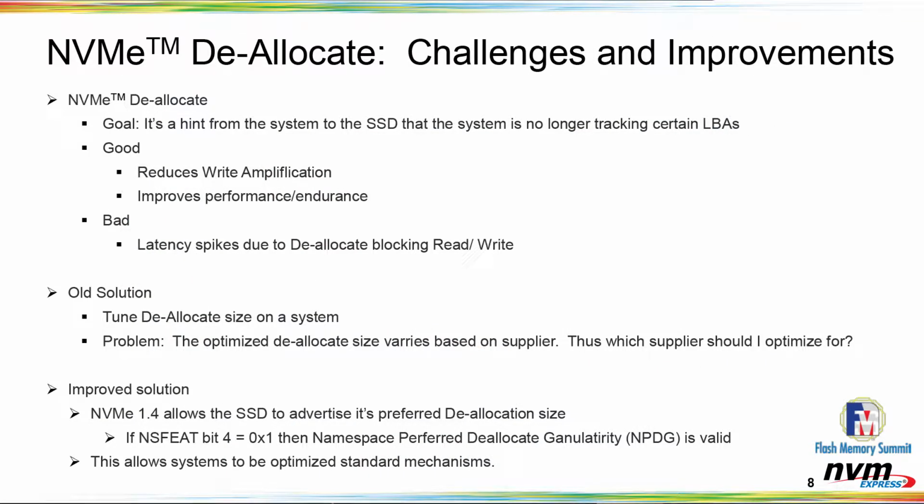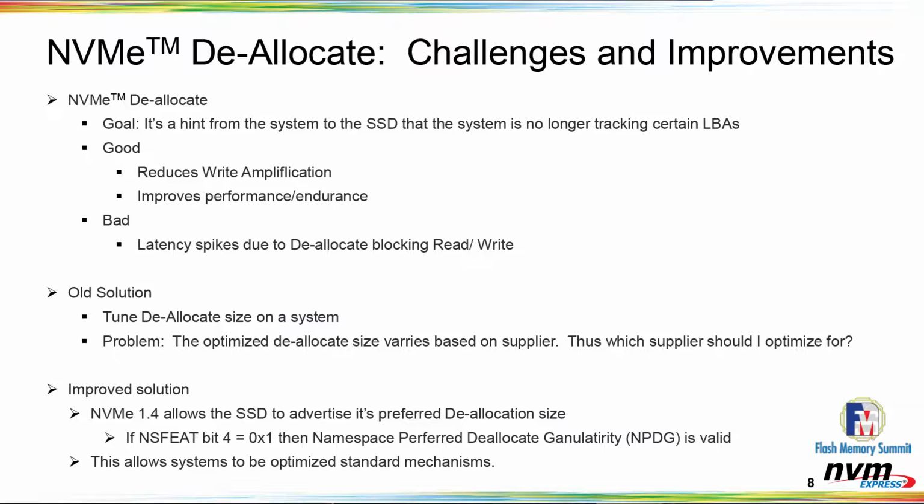Now, let's talk about some of the things going on in NVMe and the benefits associated with them. Deallocate. There are challenges and improvements. So let's talk about this. How is it good? It's a hint from the system. It allows you to know how to garbage collect. It reduces write amp, and it improves performance and endurance. What's the challenge? Oftentimes when doing this, there are latency spikes due to the deallocation blocking reads and writes.